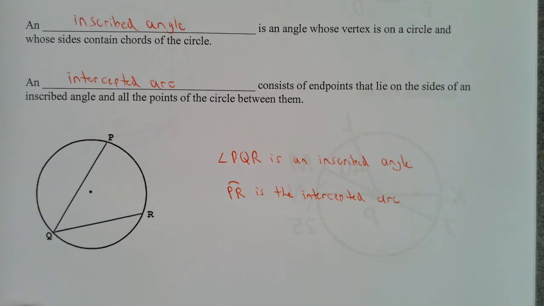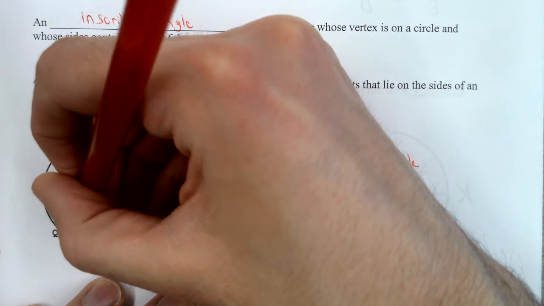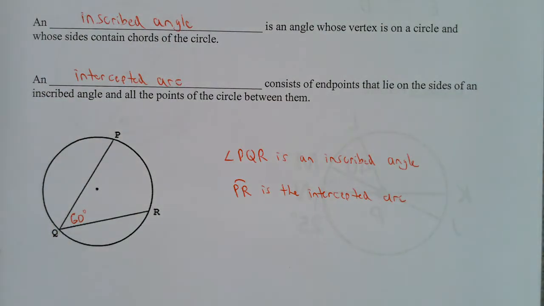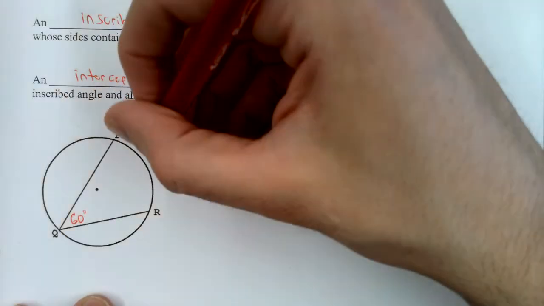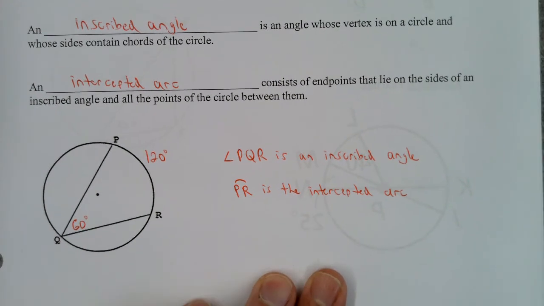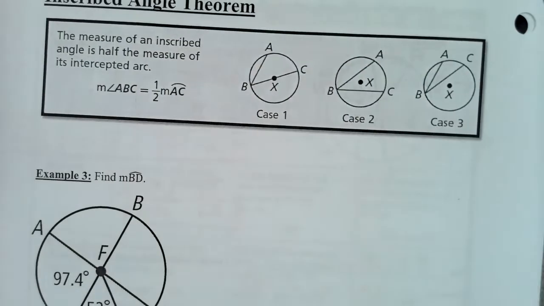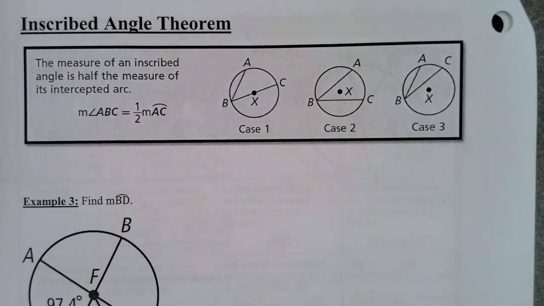Now, what you have to know is that inscribed angles are half the arcs they intercept. Okay, so for example, let's say that angle PQR is 60 degrees. That means that the arc that it intercepts is going to be double that, so it's going to be 120. Central angles equal the arcs they intercept. Inscribed angles are half the arcs they intercept. This goes over what I just talked about, so I won't say anything else about that right now.